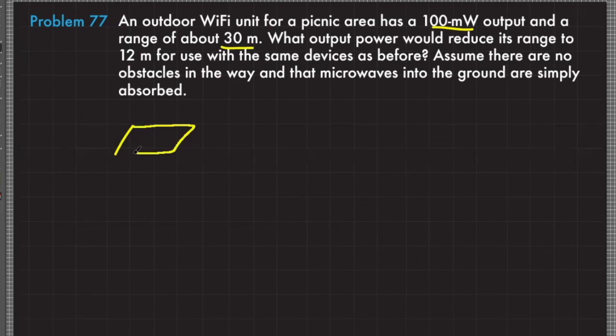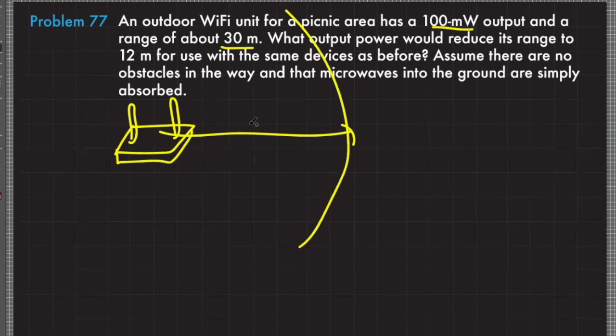For example, this is our Wi-Fi that has a range of 30 meters. Let's denote this range as R sub 1, and it has a power output of 100 milliwatts. R sub 1 is equal to 30 meters. Now, it wasn't mentioned in the problem that the EM wave or its amplitude will be changed when we reduce its range. Hence, the same microwave delivers the same intensity.